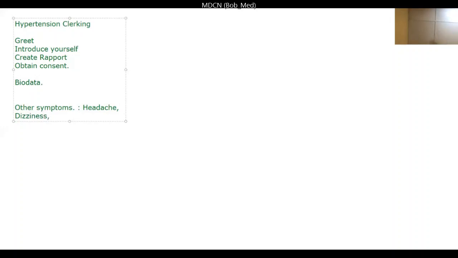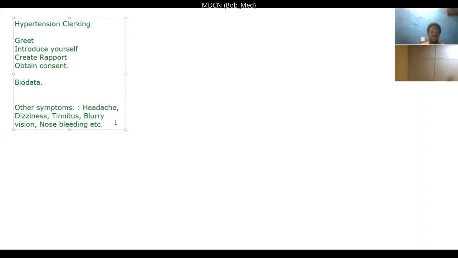Maybe things like, for example, tinnitus, ringing in the ear. Have you been having any ringing in your ear? Things like blurry vision, irritability, and so on. Epistaxis, bleeding from the nose, nose bleeding, etc. So you want to quickly ask all those common symptoms that are associated with hypertension.